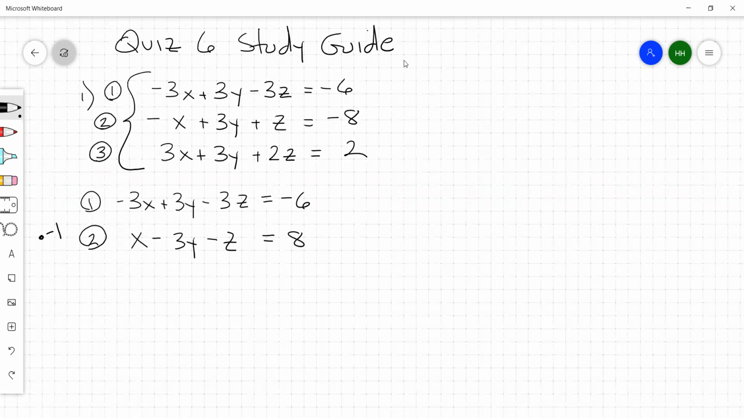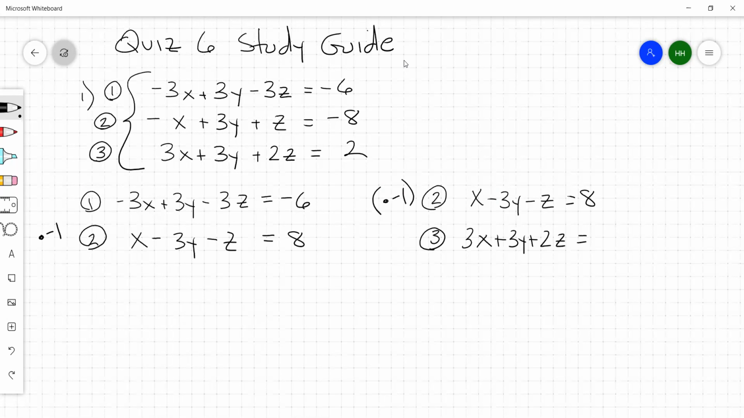All right, now look, when I write 2 and 3 over here, I'm going to do the same thing with this equation 2. I'm going to multiply it by -1 when I rewrite it, because that'll give me a -3y, and then I've already got a +3y in equation 3. So right here I got x minus 3y minus z equals 8, and then 3x plus 3y plus 2z equals 2.